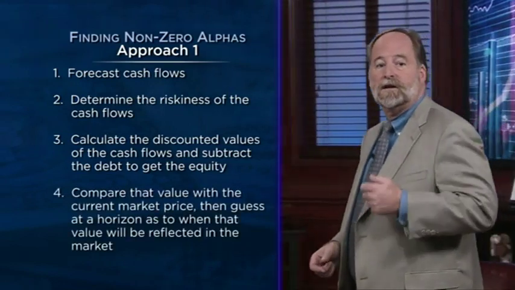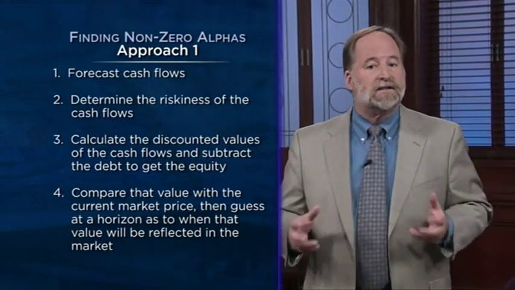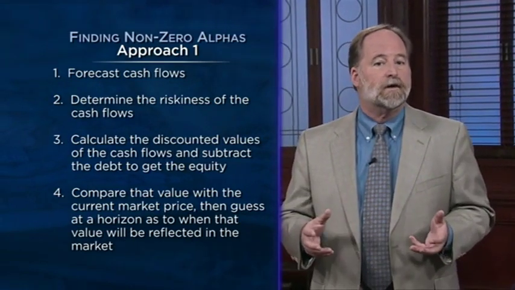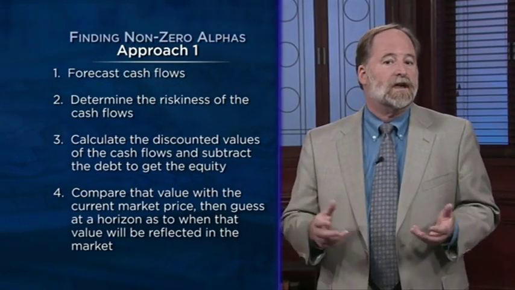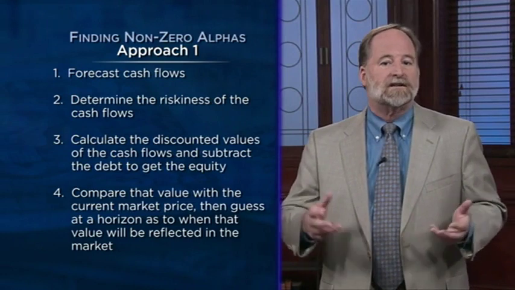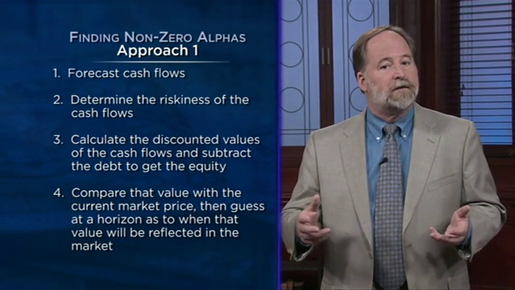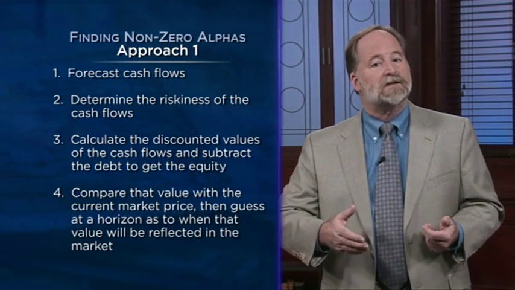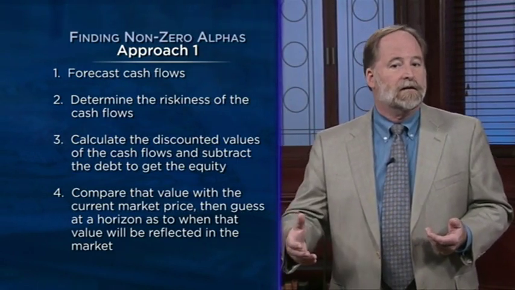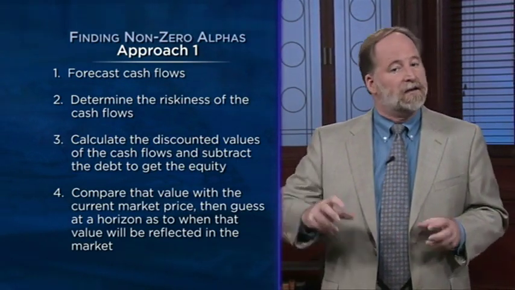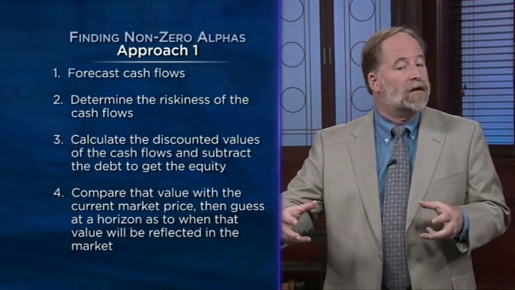Step 4, compare the value that you get in Step 3 with the current market price. If it's different, then guess at a horizon when you think the value from Step 3 will be reflected in the market. For example, if you think that it's worth $20 based upon a discount rate of 12% and the current value is $18, based on a discount rate of 15%, then your alpha is going to be 15% minus 12%. That's going to be equal to 3%. That's your alpha. Okay, so you're going to have to wait to see when the price is actually reflected, but over that period of time, you're going to get an alpha of 3%.